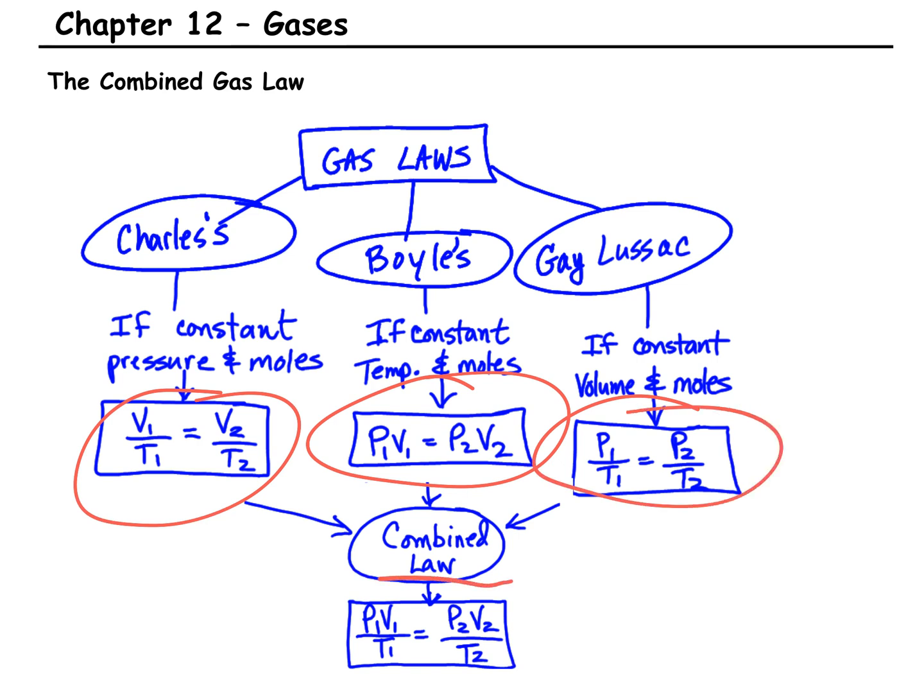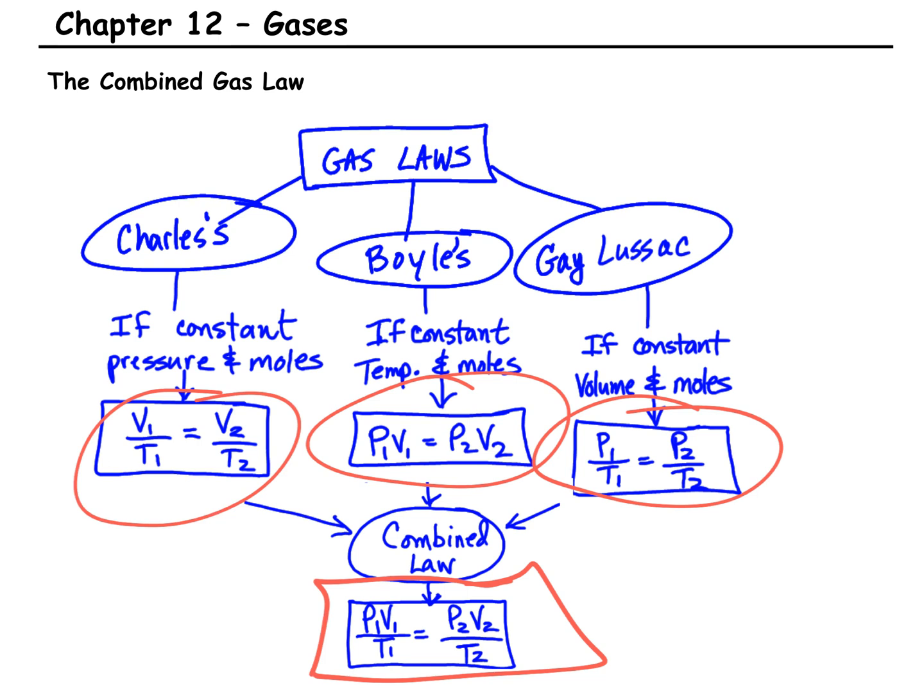Putting them all together, we get P times V over T being a constant. We have P1 times V1 over T1 equals P2 times V2 over T2. Combined gas law, all three together.